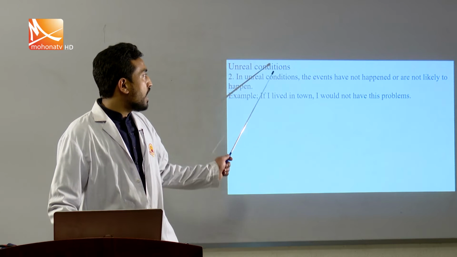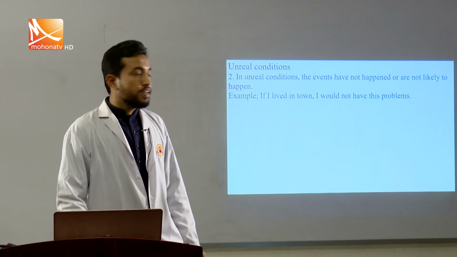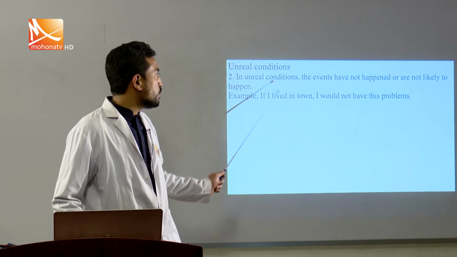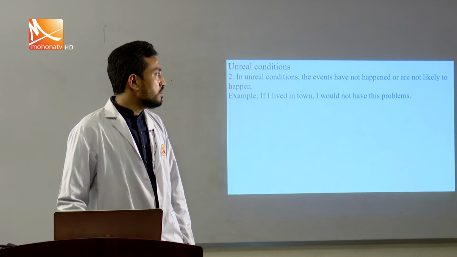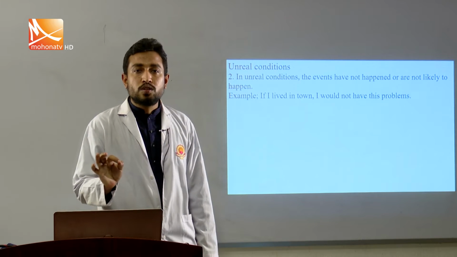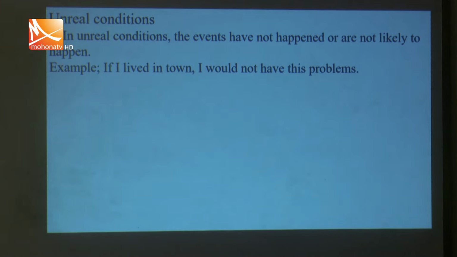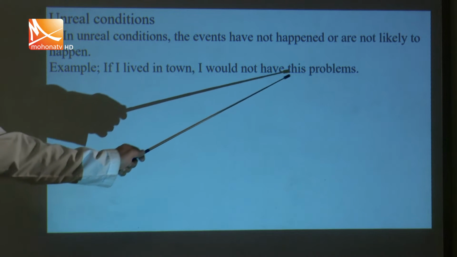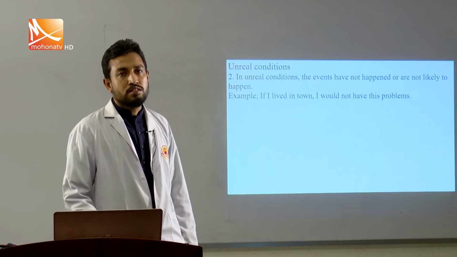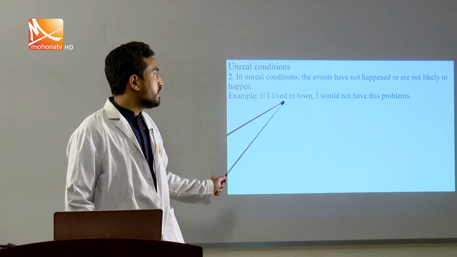The other condition is the unreal condition. In unreal conditions, the event has not happened or is not likely to happen. Example: I lived in town. If I lived in town, that means actually I don't live in town. I live in a village or remote area. If I lived in town, I would not have this problem. But in the real situation, I am facing some problems. There is less possibility to live in town. That's why I am using unreal condition.